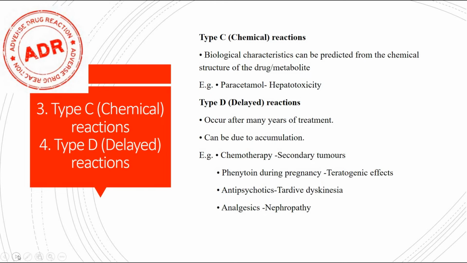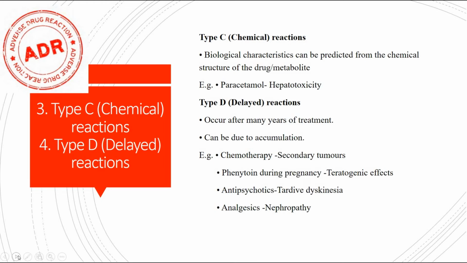Next is type C and type D. Type C is the biological characteristics can be predicted from the chemical structure. So here a chemical structure determines the biological toxicity or the biological characteristics, whether the drug is toxic or it is having a good therapeutic effect. For example, here they have shown an example, that is paracetamol causes hepatotoxicity.